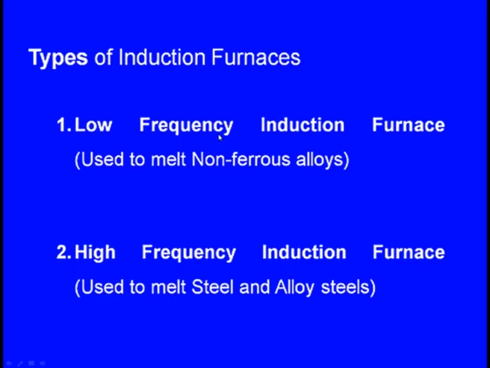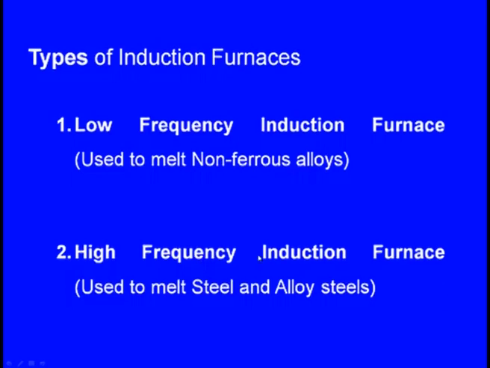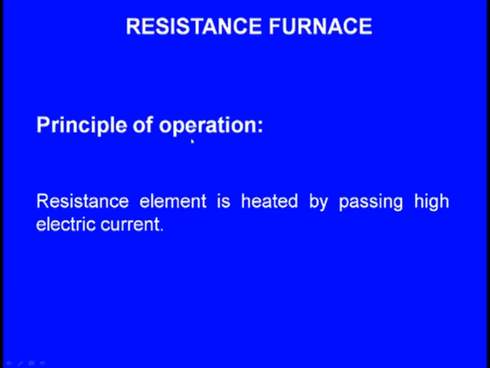Now, these are the types of induction furnaces. One is the low frequency induction furnace, and it is used to melt non-ferrous alloys. And the second one is the high frequency induction furnace, and it is used to melt steel and alloy steels. Next one, let us see the resistance furnace. Now, what is the principle of operation? Resistance element is heated by passing high electric current. That is the simple principle of resistance furnace.